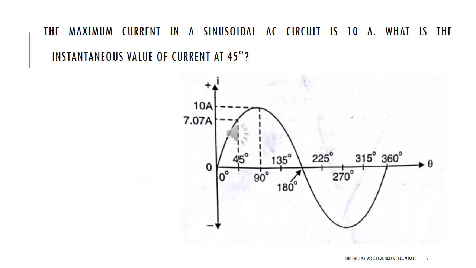So in the question it is given the maximum current in a sinusoidal AC circuit is 10 ampere. So i is equal to Im sin theta, where Im is equal to 10 ampere. What is the instantaneous value? That is, what is i when the angle is 45 degrees? So i is equal to Im sin theta. So sin 45 we have to find out, into the maximum value 10, will give you the answer. See the waveform and do it.